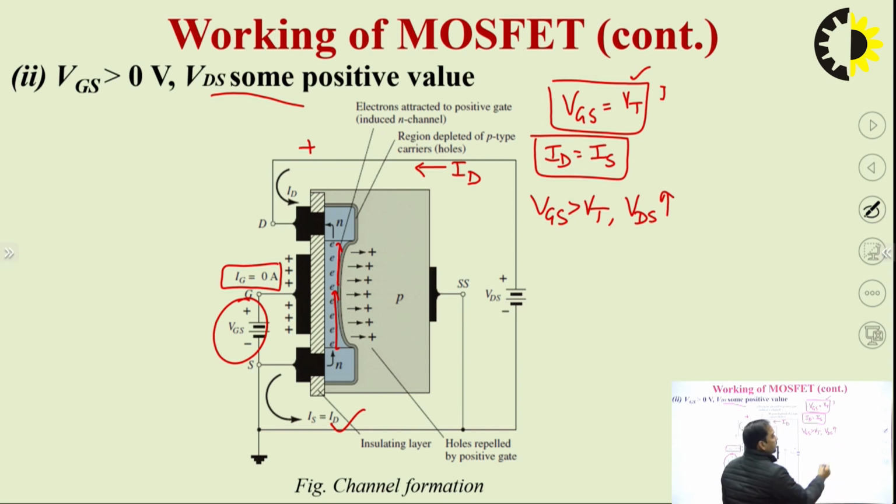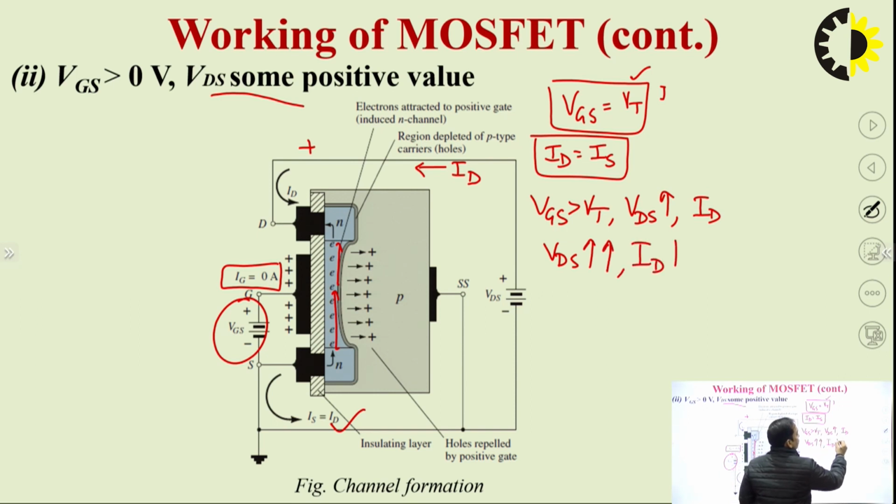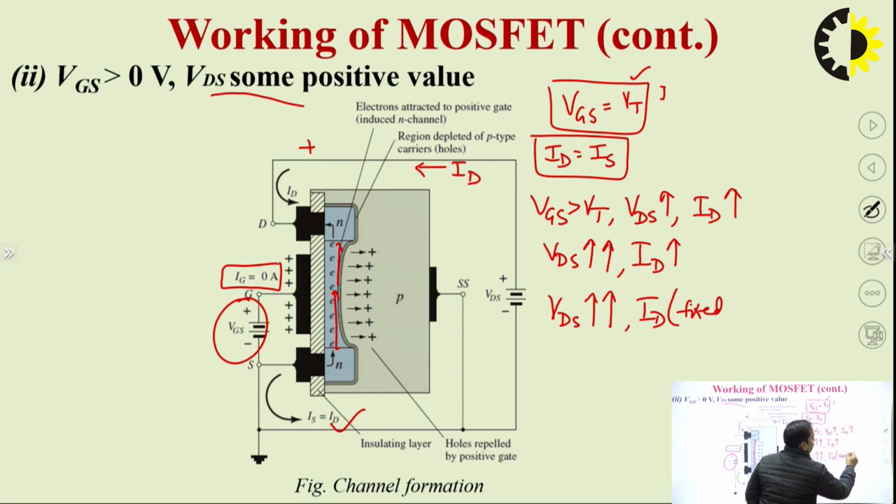So as VDS increases, ID increases. Further, as VDS further increases, ID increases. Now we'll reach a point where the channel will become tapered. Further increasing the value of VDS will basically fix the current. The current will become fixed. It will become saturated, and we can observe in the characteristic plot that it will be a saturated or flat value.